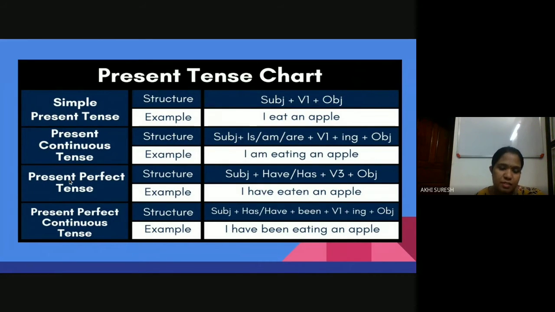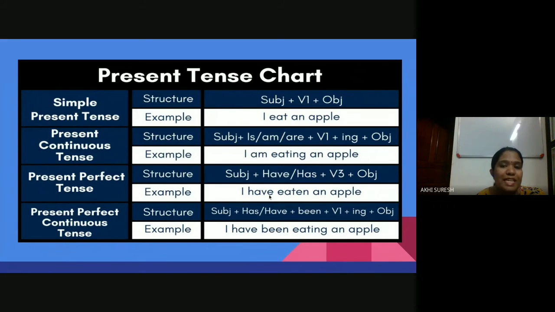In whichever perfect tense it is, even if it is present perfect, past perfect, or future perfect, you have to always use the V3 or past participle form of the verb. For example, we have seen the V3 form of write is written, and the V3 form of eat is eaten. So the structure you have to follow is subject plus have or has plus V3 plus object. So we can see an example here.